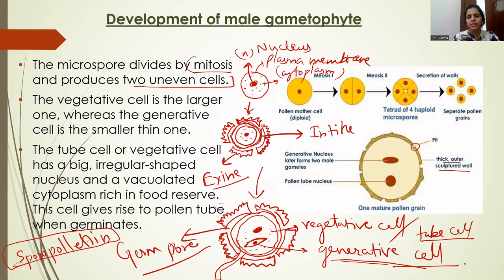Hence the exine is not a continuous layer. It is present in a discontinuous manner. This exine is made up of sporopollenin, and this intine is made up of cellulose and pectin.